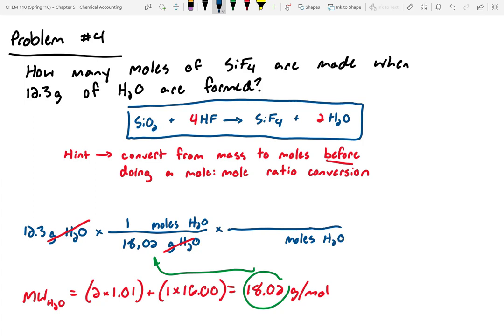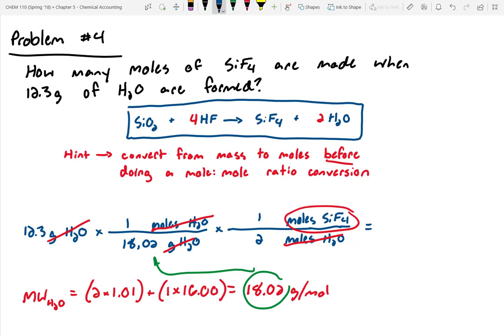And our desired unit, if we reread the question, is moles of silicon tetrafluoride. So SiF4, and now the question is which number goes where? If you look back up at the chemical equation, for every 1 mole of silicon tetrafluoride you get 2 moles of water. So you do 1 to 2. Cancel out moles of water, you're left with moles of silicon tetrafluoride.